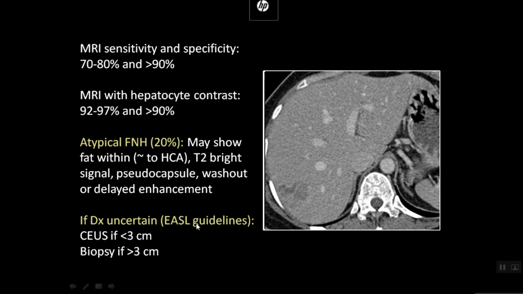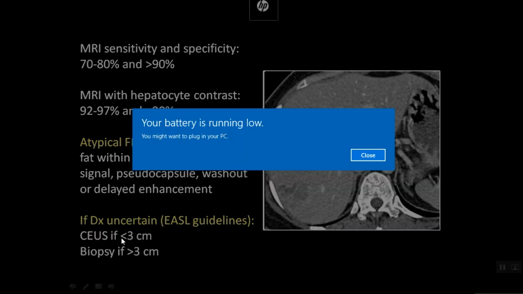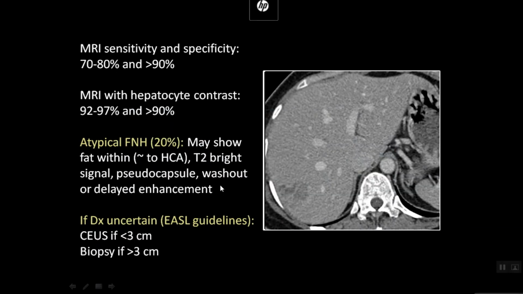Yeah, so this is what the EASL guidelines say. If it's less than 3 centimeters, think of doing a contrast ultrasound, which we don't do, right? If it's greater than 3 centimeters, biopsy. Generally, most of our lesions will be large, right? So we will end up biopsying if it's an atypical thing. Rather be sure about it.